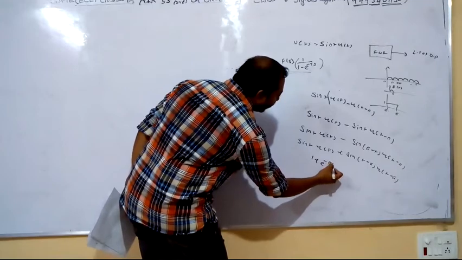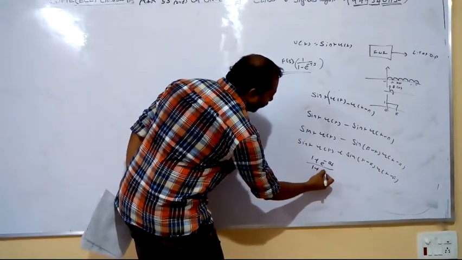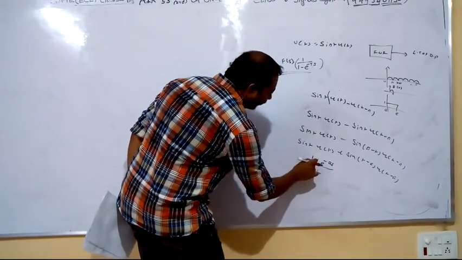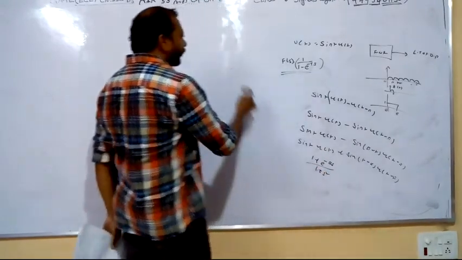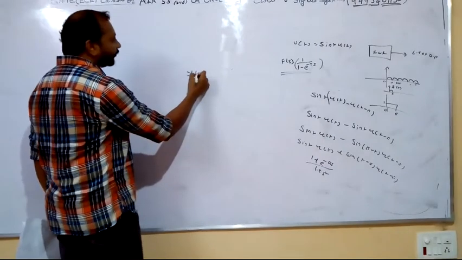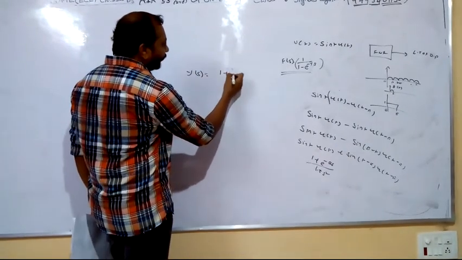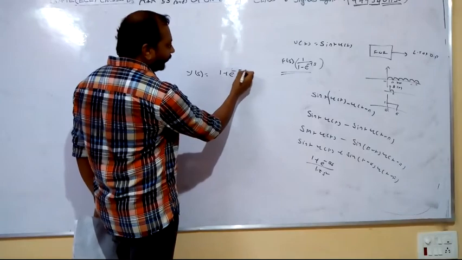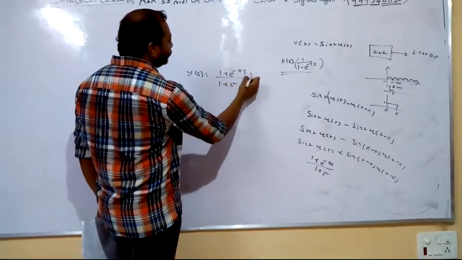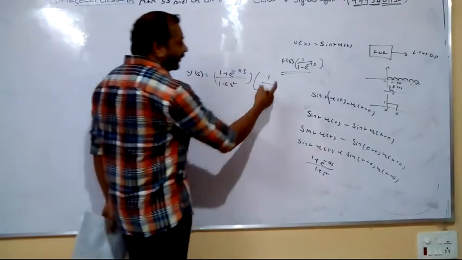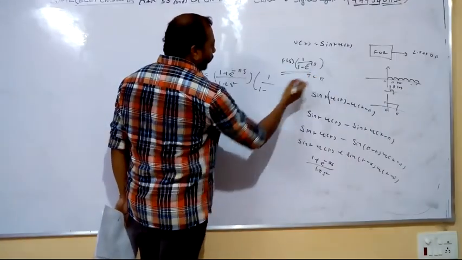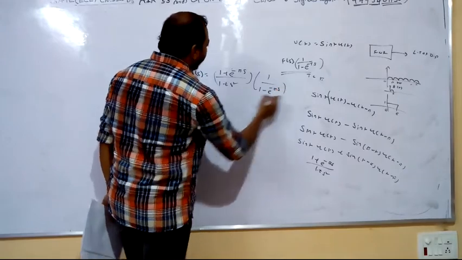The corresponding Laplace transform of f of t is 1 plus e to the power minus pi s upon 1 plus s square. Now the corresponding output expression Y of s is equal to 1 plus e to the power minus pi s divided by 1 plus s square, into 1 by 1 minus e to the power minus pi s, since the period is equal to pi.